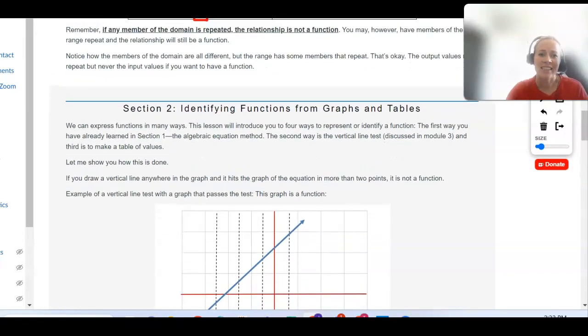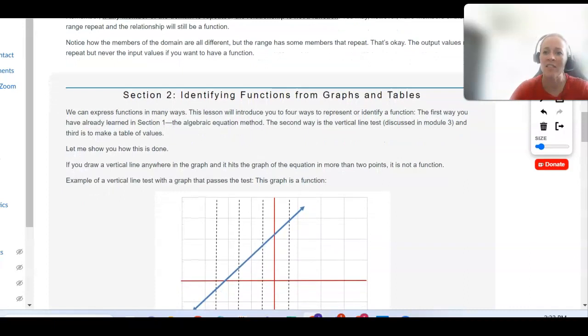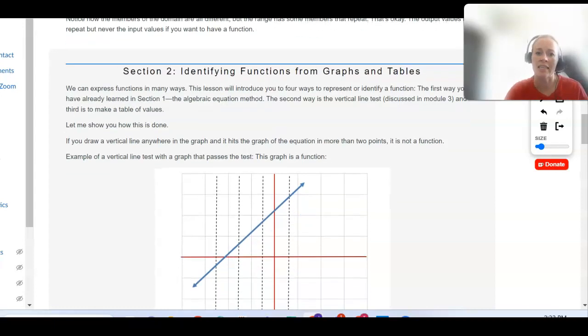Okay, we're going to look at section 2. So identifying functions from graphs and tables. So we can express functions in many ways. This lesson will introduce you to 4 different ways to represent or identify a function. The first way you've already learned in section 1 is just the algebraic method. The second way is the vertical line test.